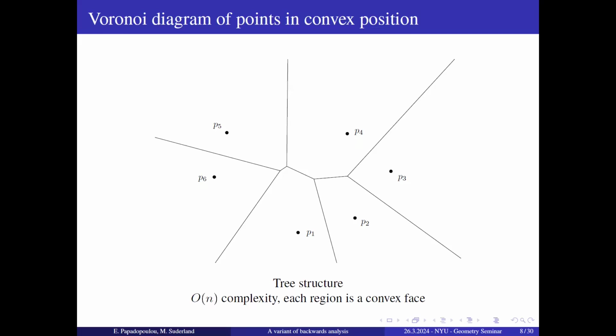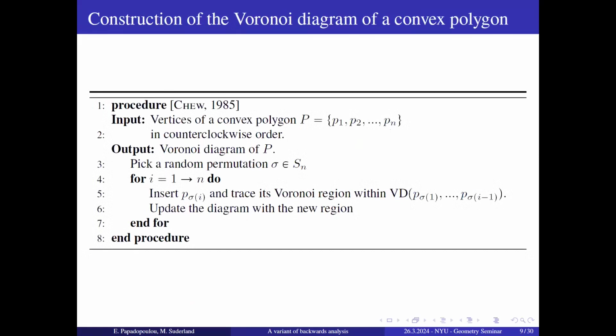So let's have a look at Chu's algorithm, how to compute this diagram. As input, we take the vertices of a convex polygon, and it is important that we know these points in counterclockwise order. The output is just the Voronoi diagram of these points. The algorithm first picks a random permutation, and we insert the points one by one according to this permutation, and we keep updating the Voronoi diagram of the first many points.